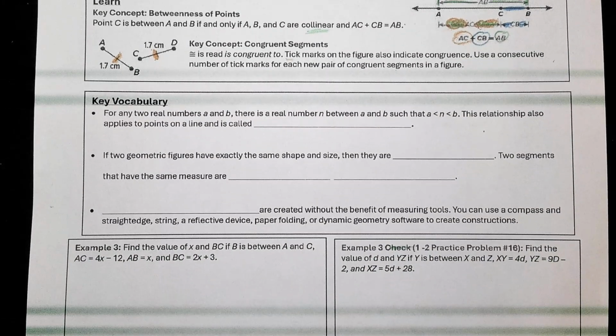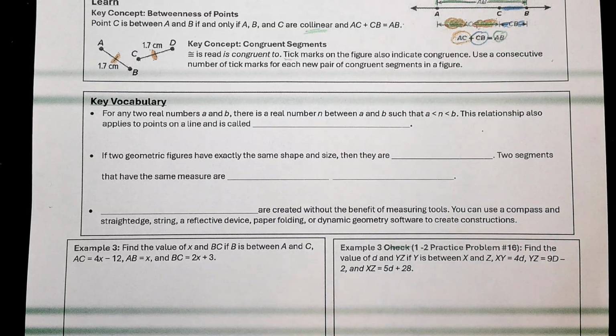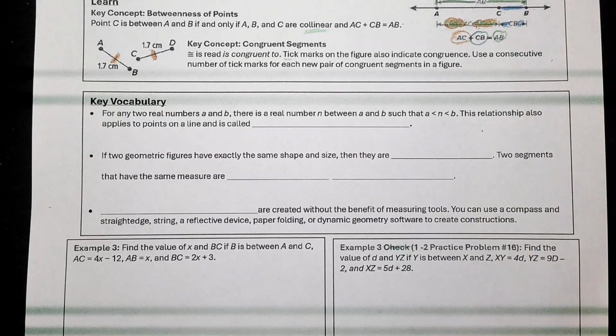All right, let's get down here to the key vocabulary. So for any two real numbers, A and B, we're just using A and B because it could be any number, there is a real number N between A and B such that A is less than N is less than B. This relationship applies to points too on a line, and it's called betweenness of points. And we kind of mentioned it up above. Betweenness of points. So if we had a number line, we'll just say A, B, and N is in the middle.